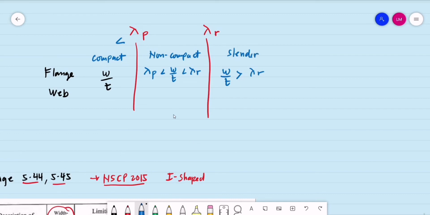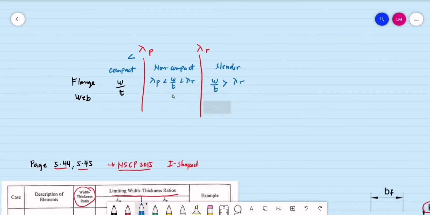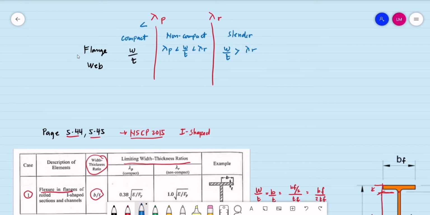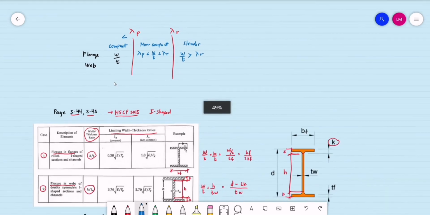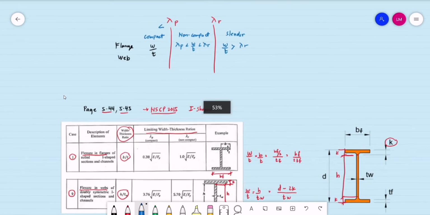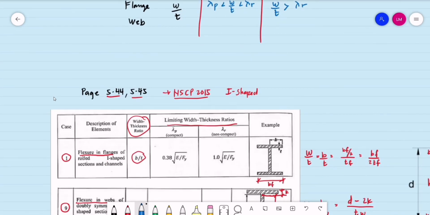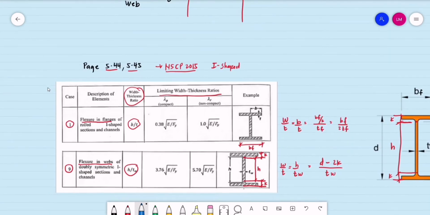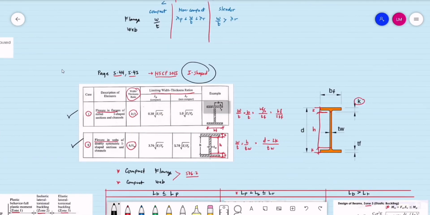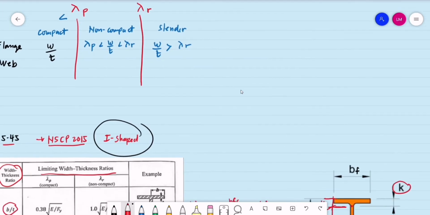Okay, so that's how we know if a section has a compact flange or a compact web. Again, this is on page 5-44 and 5-45. Specifically, if you are to use I-shaped sections, that includes wide flange sections, that will be case 1 and case number 9. Okay, so let's have an example.